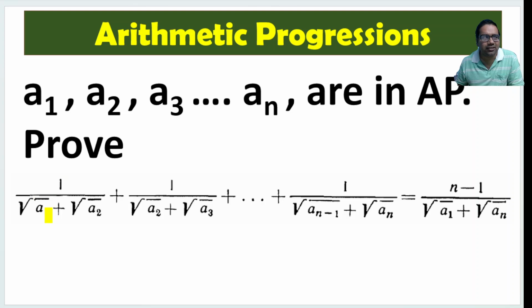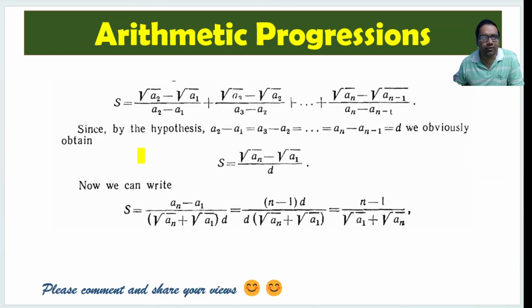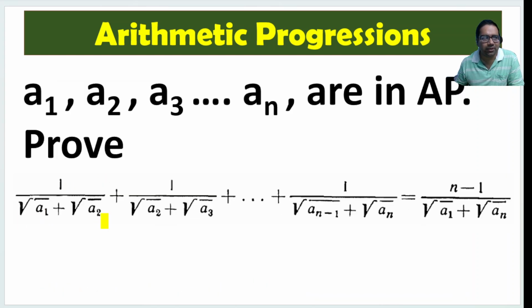How do we convert this? We can rationalize the denominators. These are not rational denominators, so we can rationalize them and convert them. Let's see how. For 1 by root a1 plus root a2, we can multiply the numerator and denominator with root a2 minus root a1 by root a2 minus root a1. This is how we rationalize.